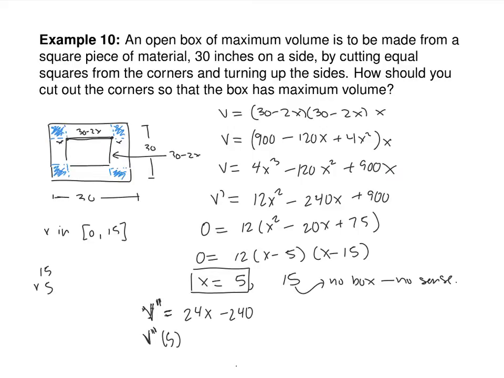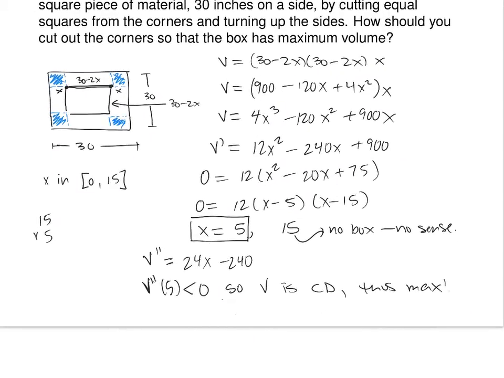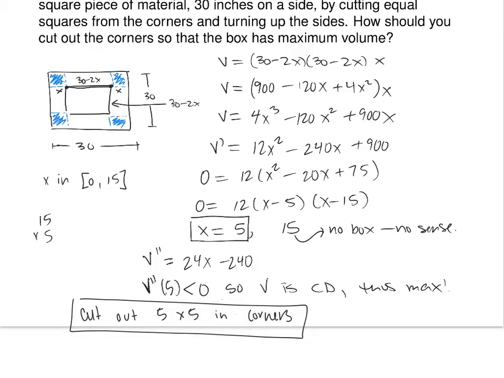Okay, so when you plug in 5, 24 times 5, is that 120? And so the point is it's negative, right? So V is concave down. Thus we have a maximum. So the answer is cut out 5 by 5 inch corners. Which means the length of the base would be 10 by 10, right? No, 20 by 20. Yeah.